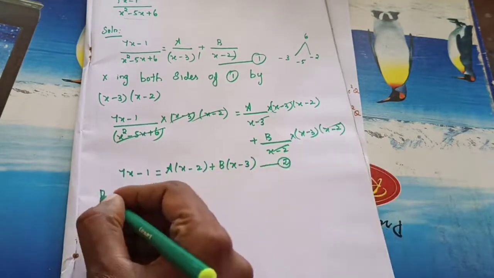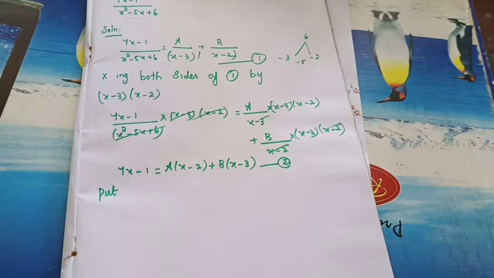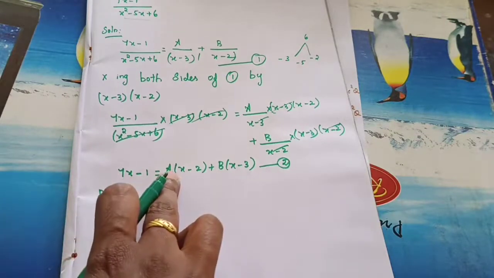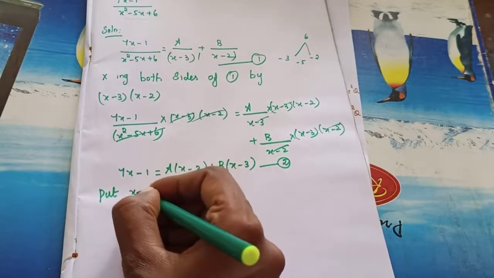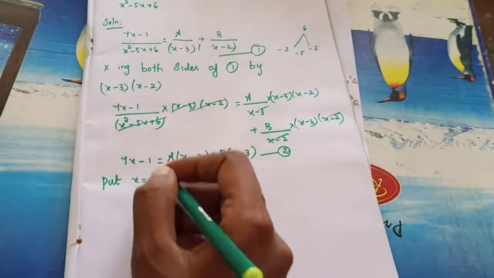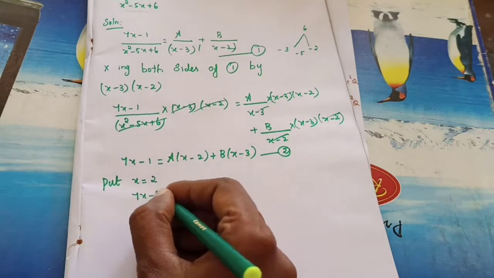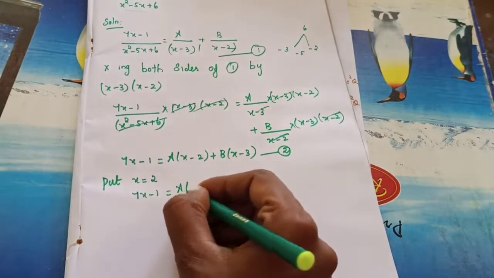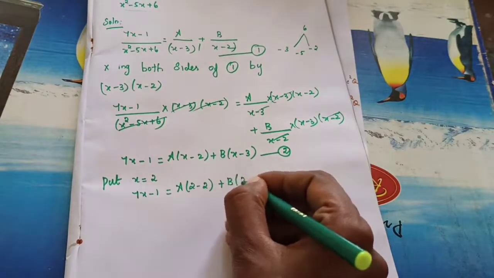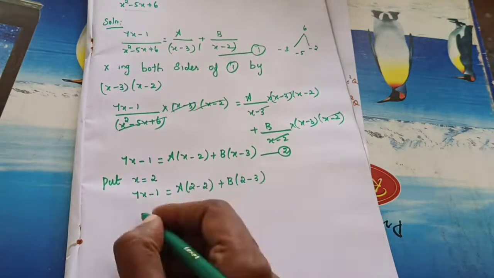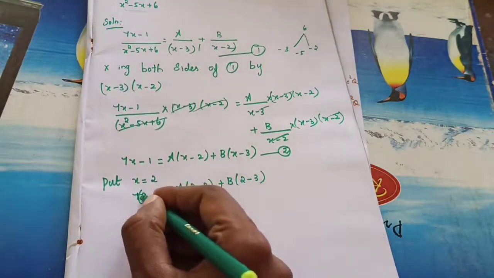Okay. So whichever value I substitute, I will make either a or b as 0. So what value can we substitute here? Say if you substitute 2 here, this will become 0. If you substitute 3 here, this will become 0. So first we can substitute, put x is equal to 2. So what will happen? 7x minus 1 is equal to a into 2 minus 2 plus b into 2 minus 3.